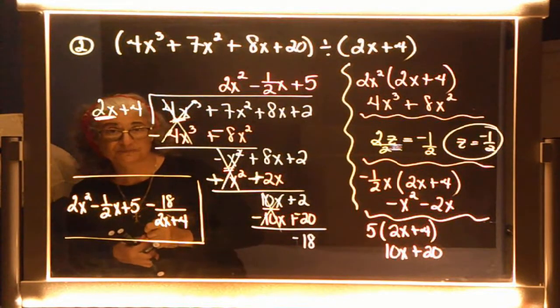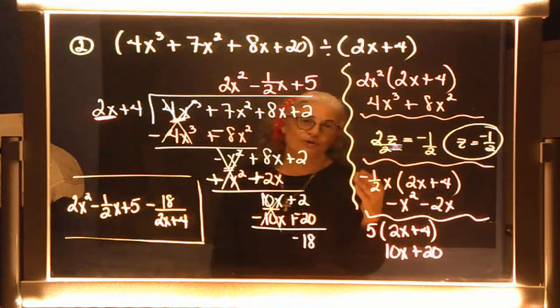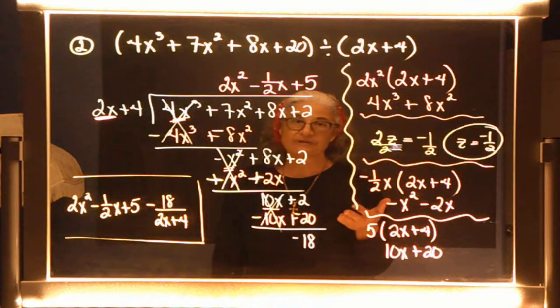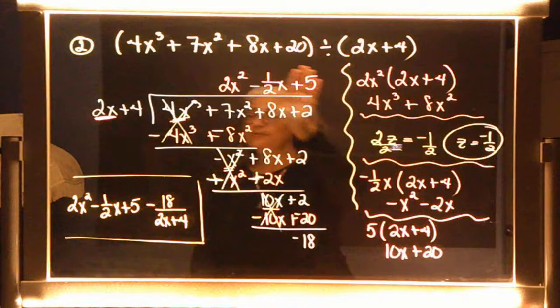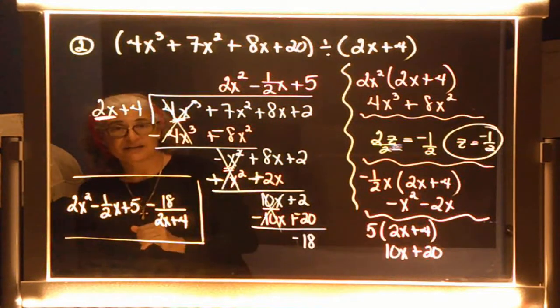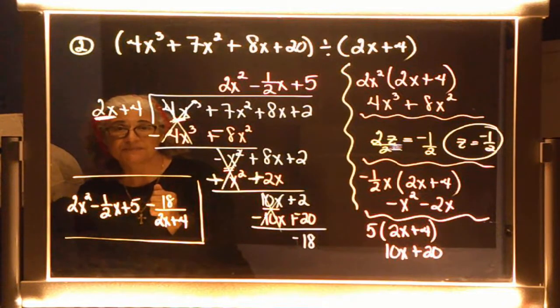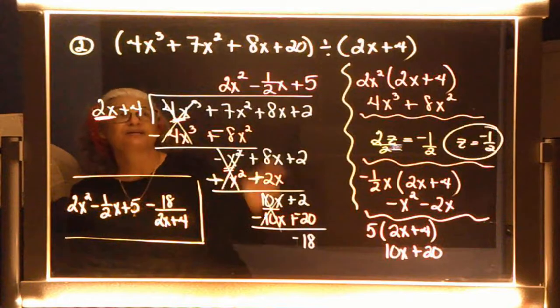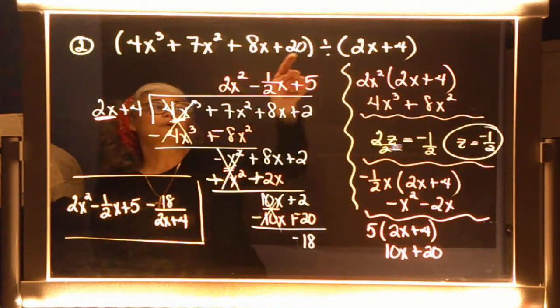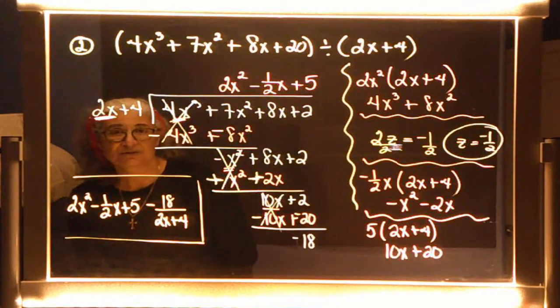With me? Okay, so if you're asking yourself, well, how do you check this? Like we've done in the past. I'm going to take my answer up top and multiply it by the outside. And then once I finish that multiplication problem, I'm going to add the minus 18 to it. And that better give me this third degree polynomial right here. Cool? Okay, hang in there. I got another one of these.